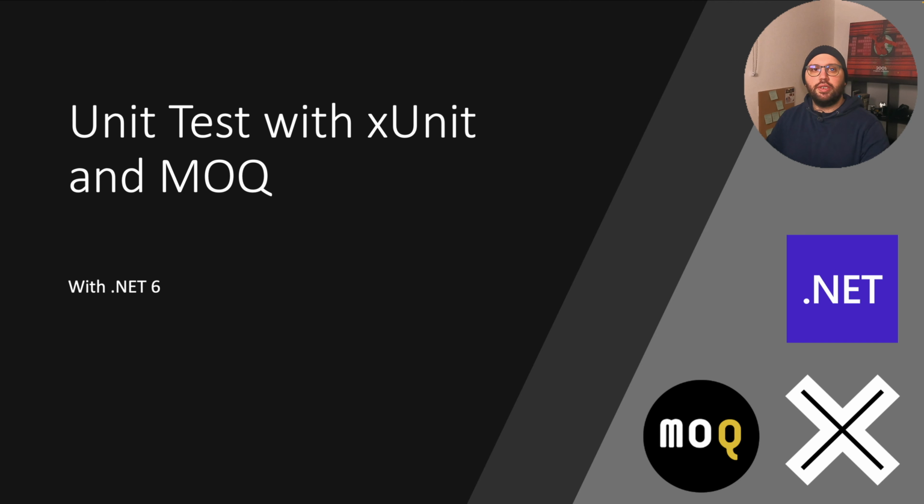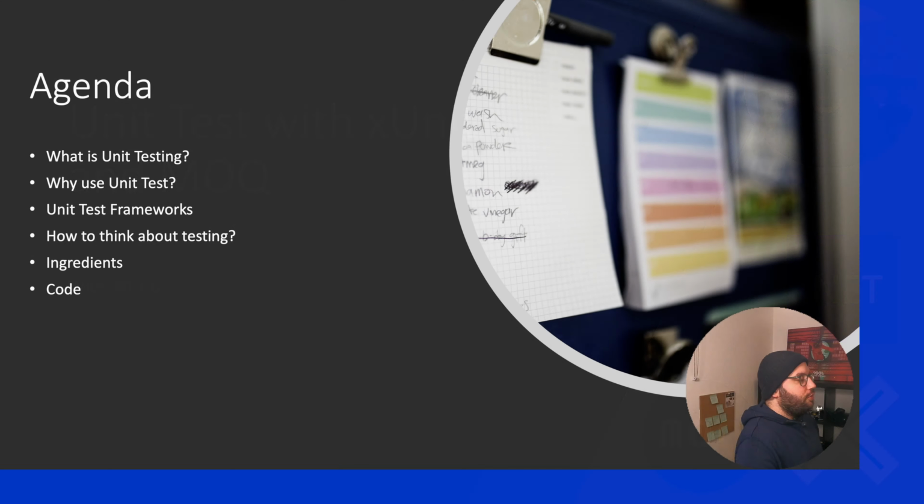We're going to start by discussing unit tests with xUnit and MOQ in ASP.NET Core 6. So let's see what's on the agenda for today. First, we're going to be discussing what is a unit test and then why do we need it. Then we're going to be jumping deep into the frameworks of unit tests. Once that is done, we're going to be discussing how we can think about unit tests and how we can approach them. Then we're going to be discussing some of the ingredients that we're going to be needing in order for us to do the unit test, and then we're going to be jumping into the coding.